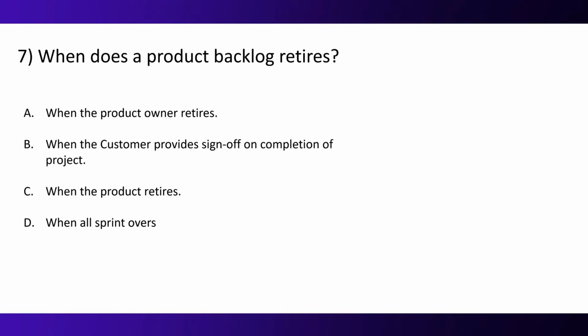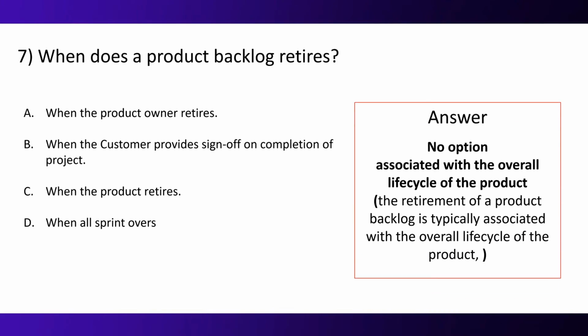Question 7. When does a product backlog retire? Option A, when the product owner retires. Option B, when the customer provides sign-off on completion of project. Option C, when the product retires. Option D, when all sprints are over. And the answer is no options are correct. The retirement of product backlog is typically associated with the overall life cycle of the product.